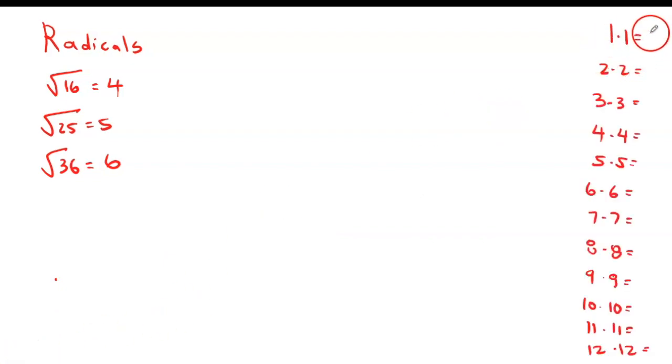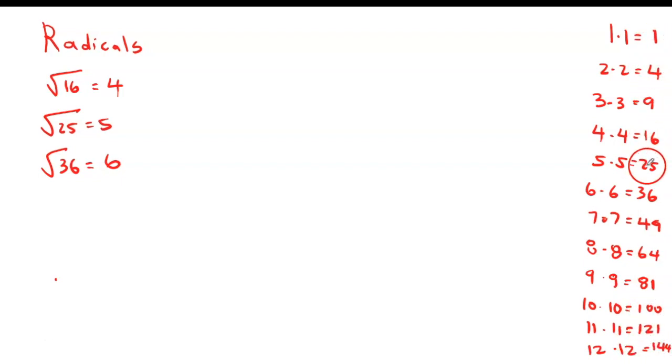So we have 1 times 1 is 1, 2 times 2 is 4, 3 times 3 is 9, 4 times 4 is 16, 25, 36, 7 times 7 is 49. All those are multiplying. 8 times 8 is 64, 9 times 9 is 81, 10 times 10 is 100, 11 times 11 is 121, and this is 144. All these are perfect squares.